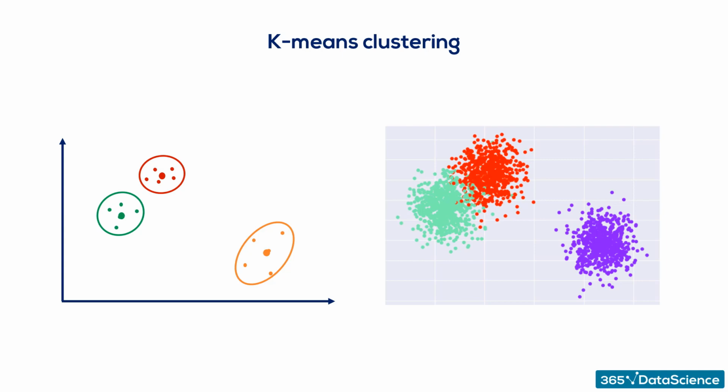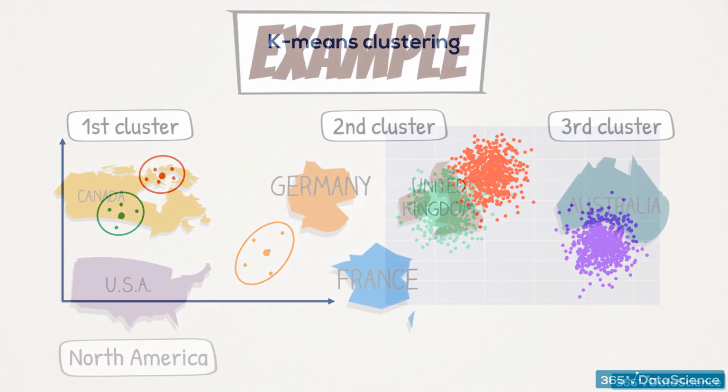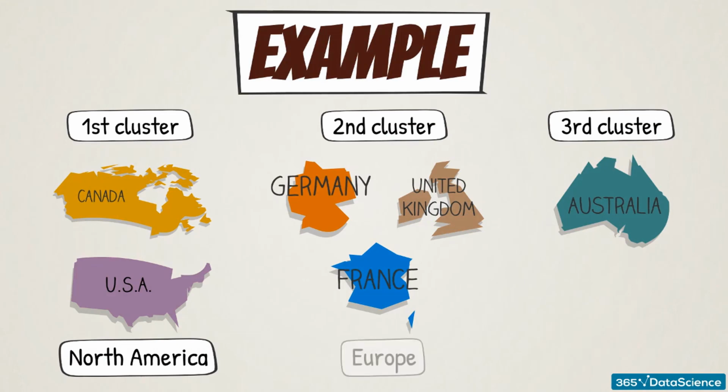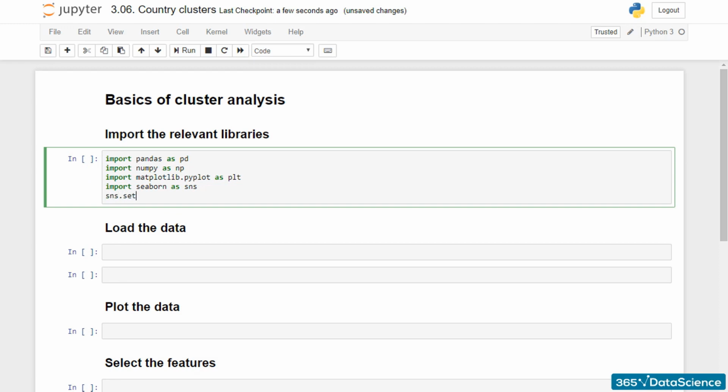Great! I think we have a good basis to start coding. We are going to cluster these countries using k-means in Python. Plus, we'll learn a couple of nice tricks along the way. Cool. Let's import the relevant libraries. They are pandas, numpy, matplotlib.pyplot, and seaborn. As usual, I will set the style of all graphs to the seaborn one.